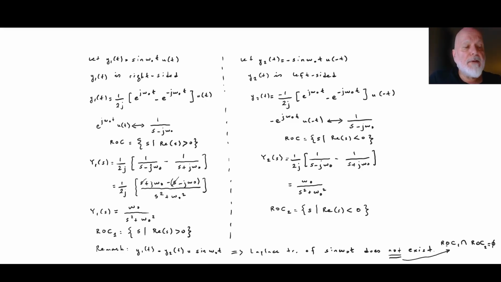Okay, we can carry out similar calculations for cosine omega 0 t u of t and minus cosine omega 0 t u of minus t. So, well, that will be exactly the same approach, but let us just write down the results for the sake of completeness. Let us do this next.